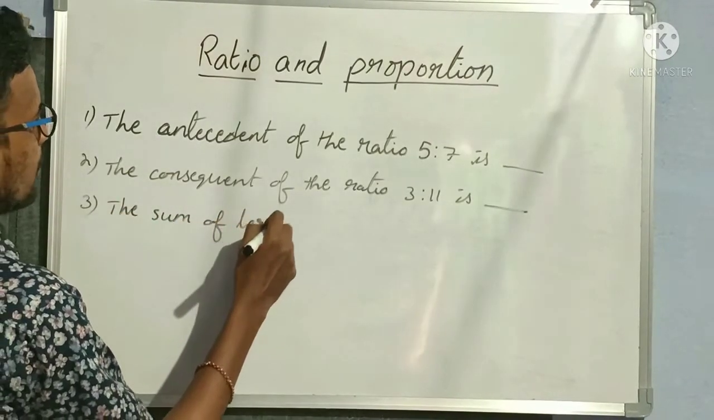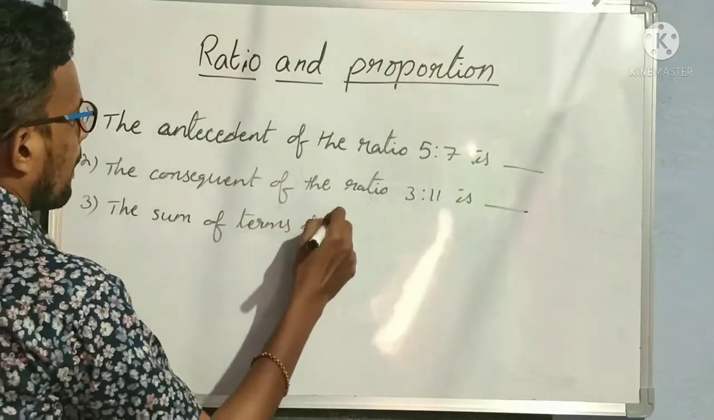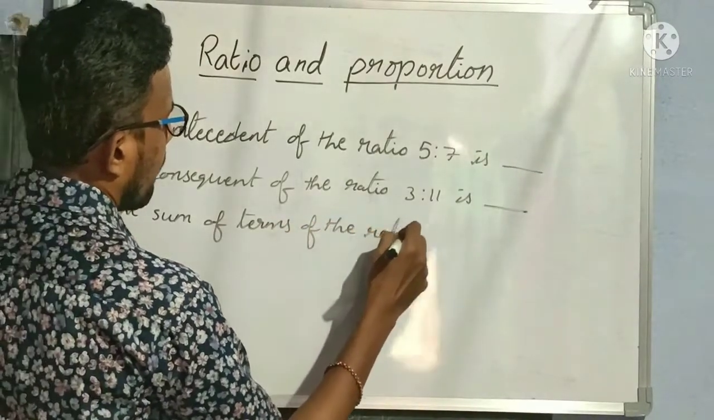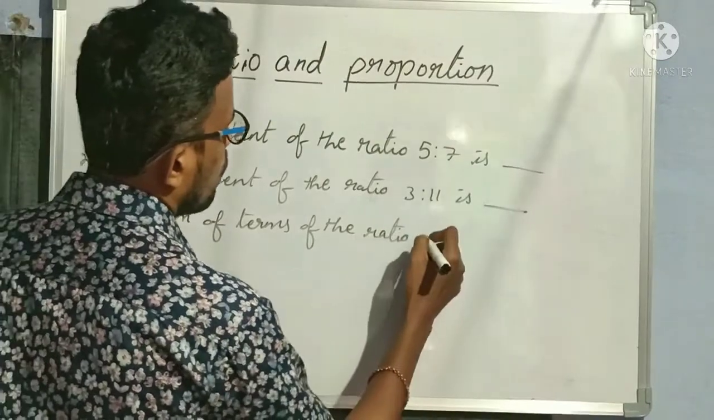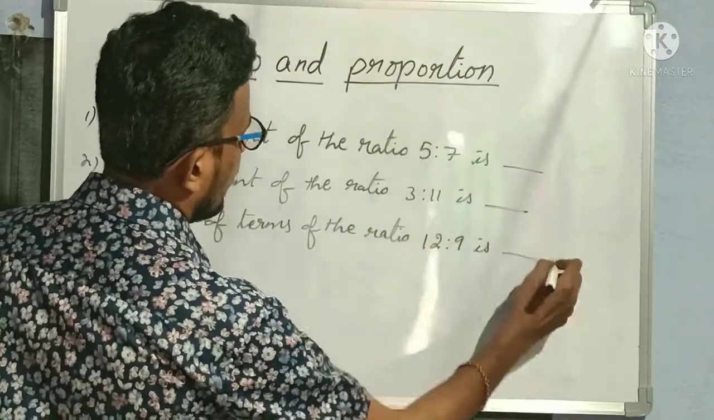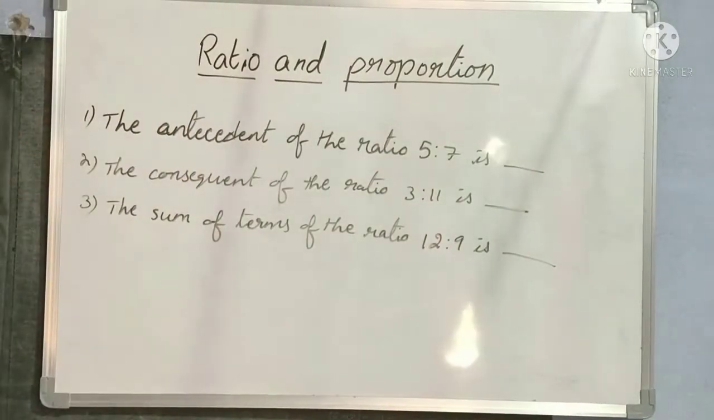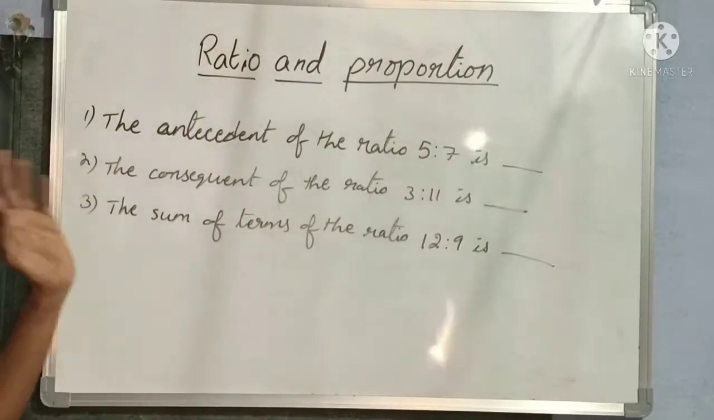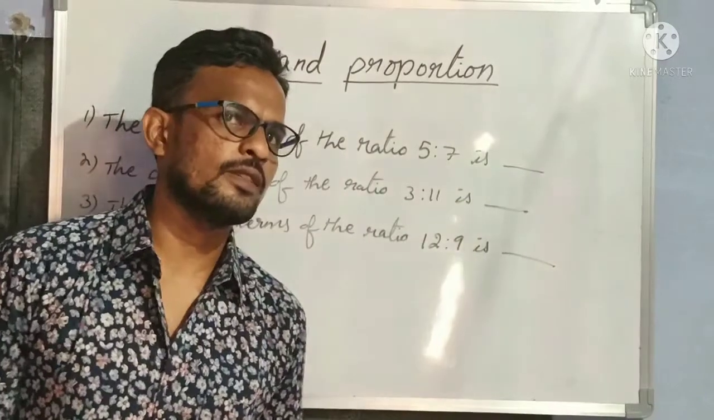The sum of terms of the ratio 1:9 is dash. Okay. So these three bits, let us solve. Let us write the answers for these three bits.